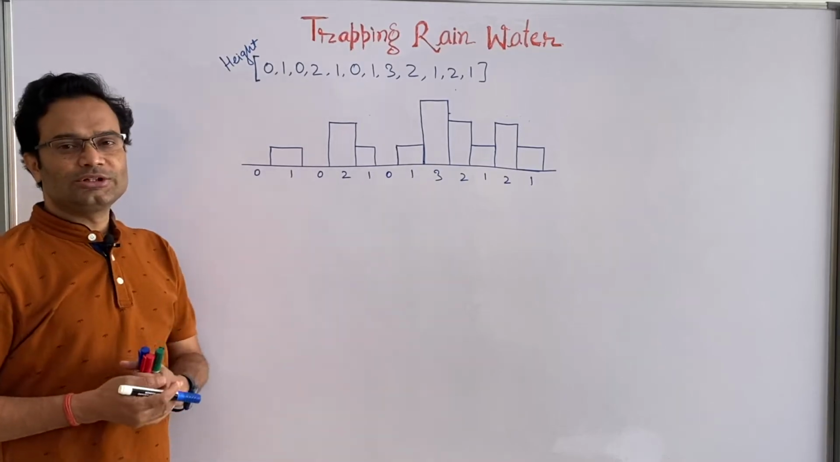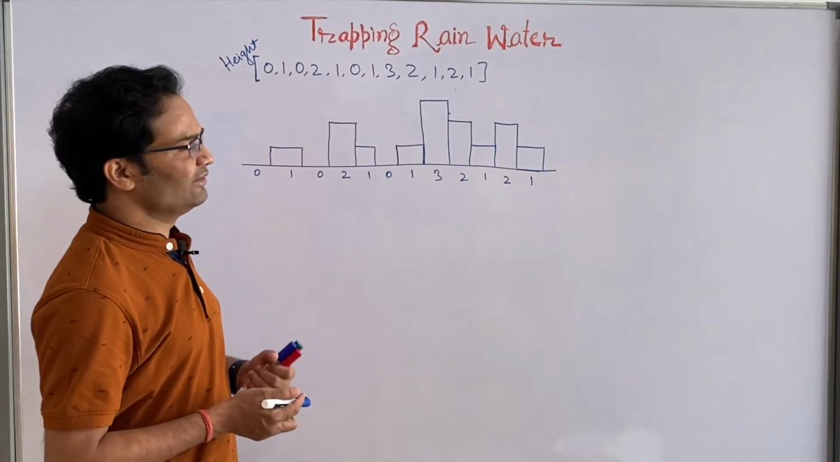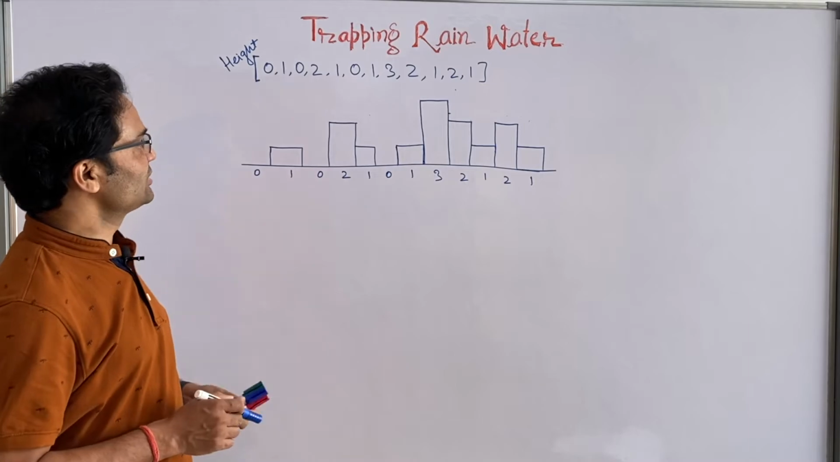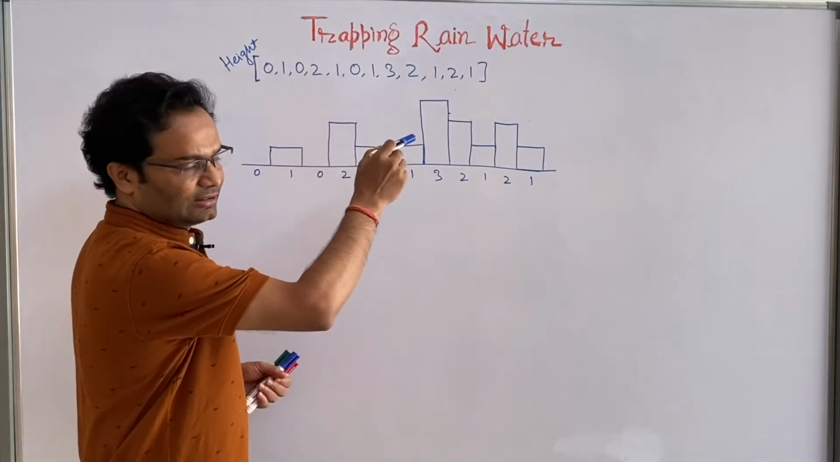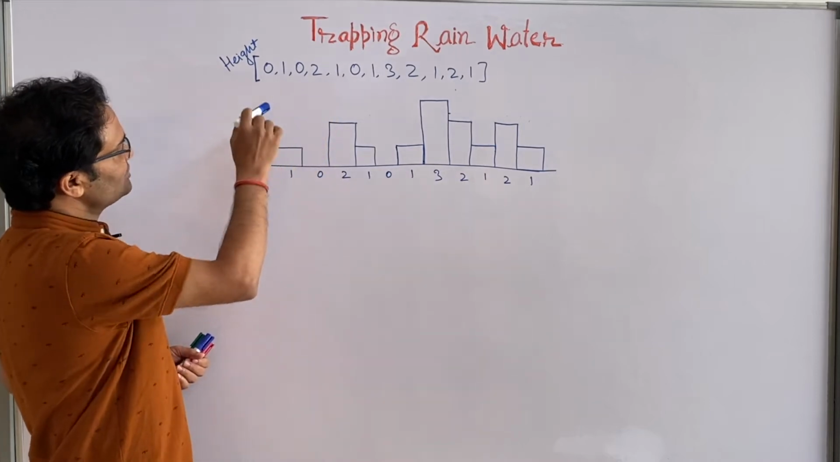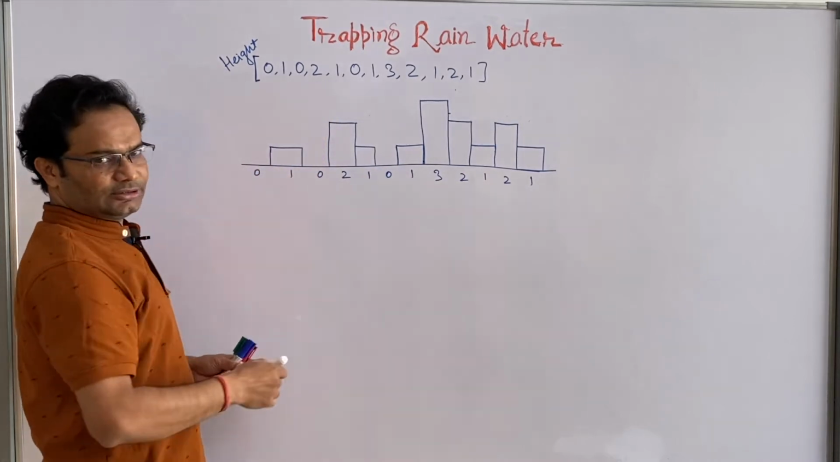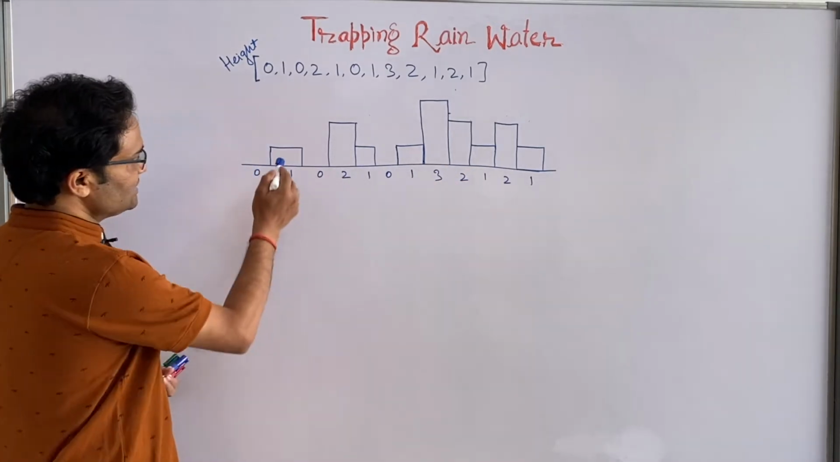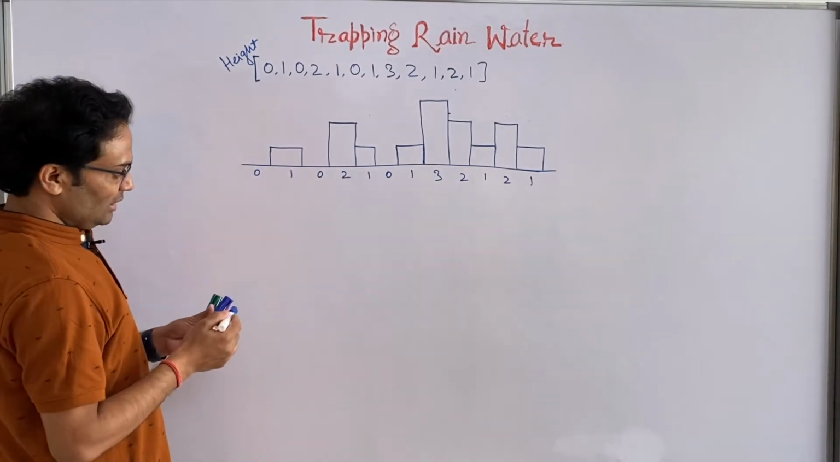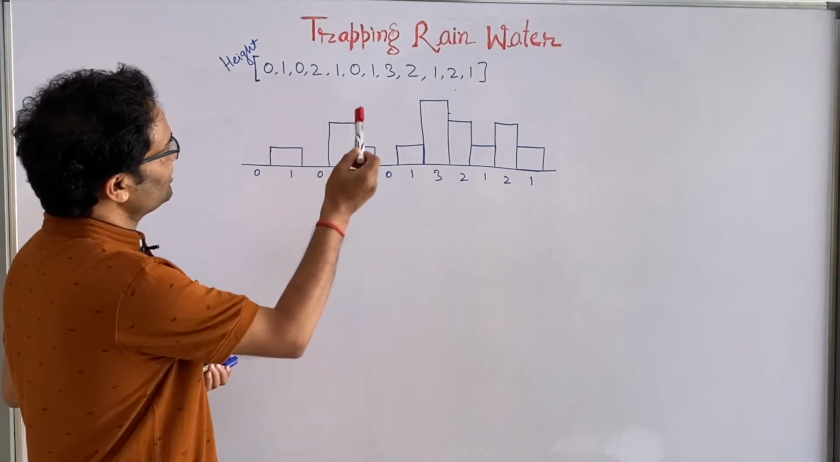So today we are going to discuss one of the very interesting problems in data structure and algorithms. Suppose you are given this array, and each element represents the height of a building. You can consider these are the buildings in your society and these are the heights given in units. And now you have to trap the rainwater.